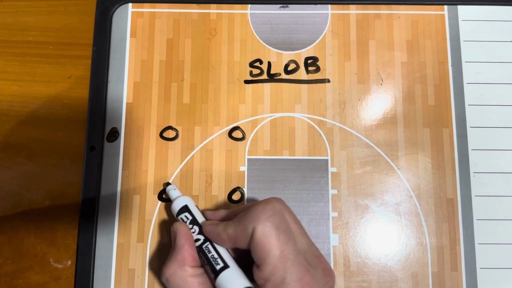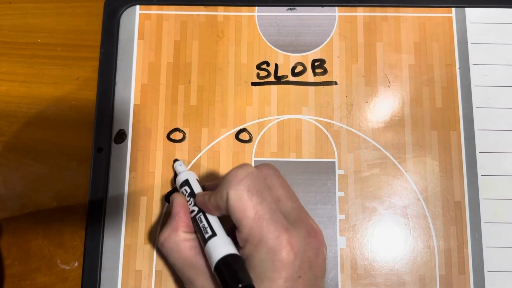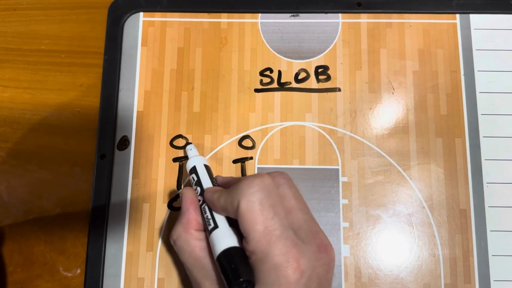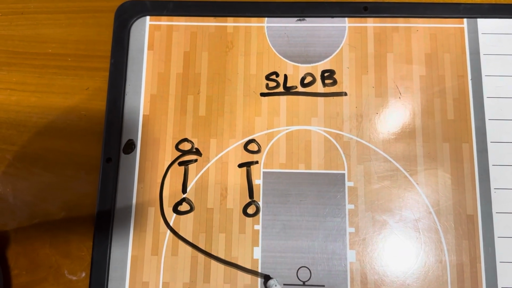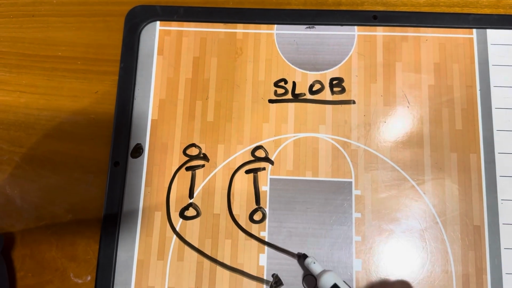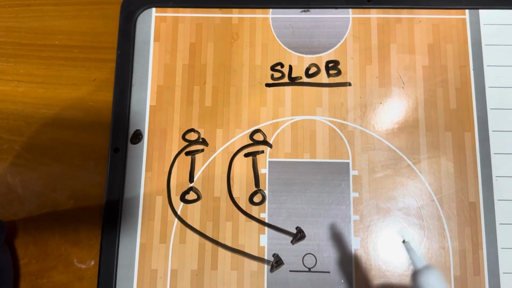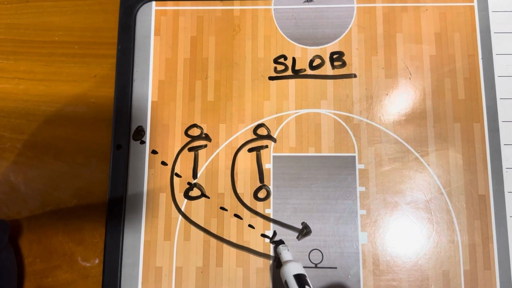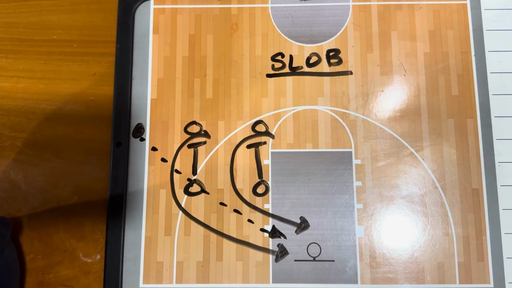Just like in box up, these guys will come up to screen the defense together. As that happens, this person comes down, makes a cut to the basket. This person comes down, makes a cut to the basket. And then we're looking for a pass over the top to one of these guys for an easy layup.